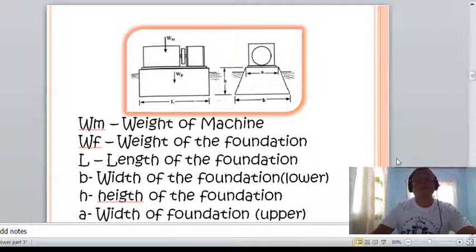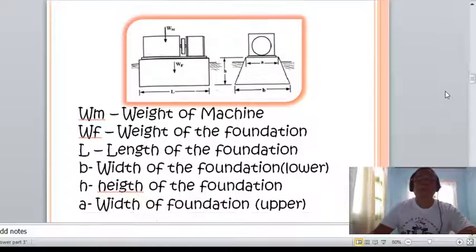So we have here a simple illustration of the foundation, class. Take note that the foundation is in the form of a trapezoid, wherein we have the upper base A and the lower base B. W sub M represents the weight of the machine, W sub F the weight of the foundation, and H is the height of the foundation.